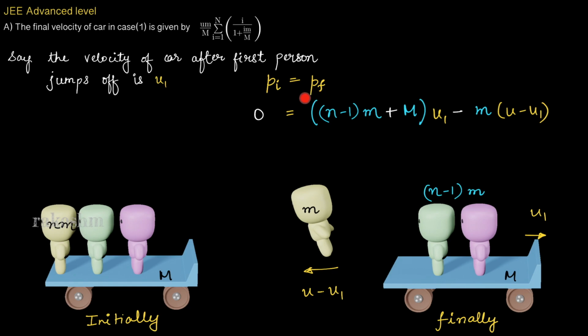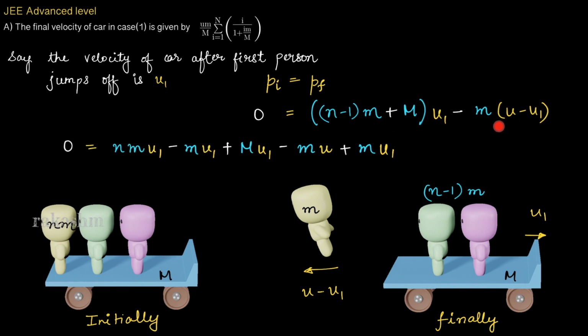So we can say, as there are no external forces acting on the system, initial momentum equals final momentum. Initially, the speed of all these people plus the car is 0. So the initial momentum is 0. Finally, these people plus car have speed u1 in this direction. So I'm writing the total mass of these people times u1. This person has his momentum towards the left. So I'm writing minus m times (u minus u1).